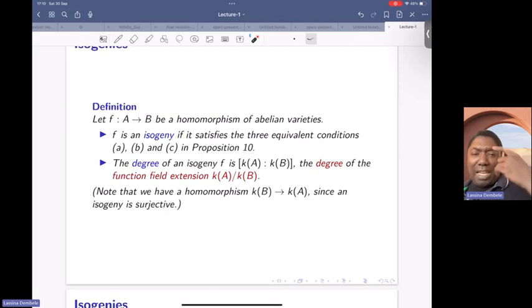And the degree of an isogeny, there are several ways to define it, but the way I'm going to define it here is to say that when you look at the function fields of your two abelian varieties, this would be a finite extension of function fields, and the degree of the isogeny would simply be the degree of that extension. So one can show that this would be the same as saying that the degree of the map is equal to the size of the kernel of the map F.